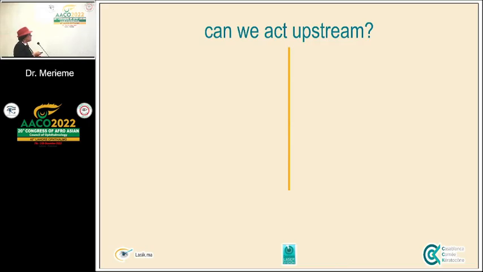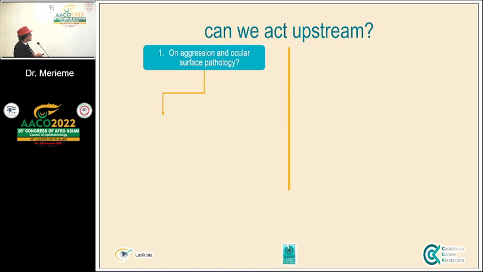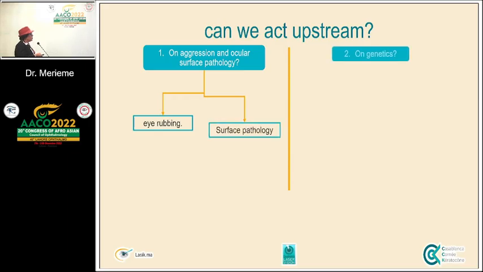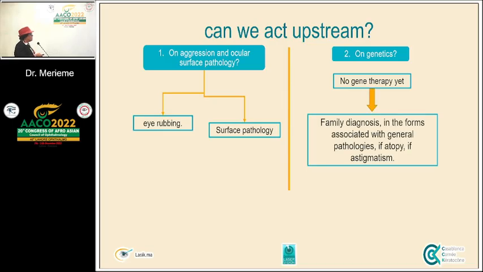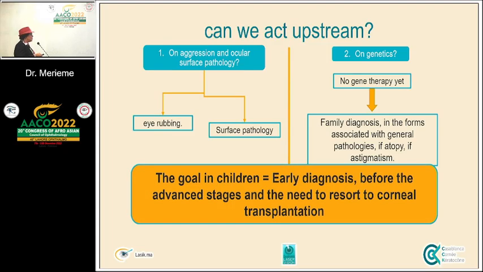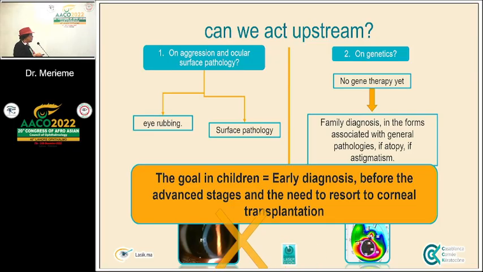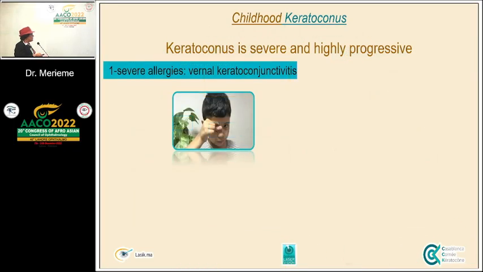So what can we act upon upstream? For the environmental aggression, we can take care of eye rubbing and ocular surface pathology. For genetics, no way, because we have no genetic therapy yet, and we must do a family diagnosis. In children, the goal is early diagnosis before the advanced stage and the need to resort to corneal transplantation, so not this very severe stage.